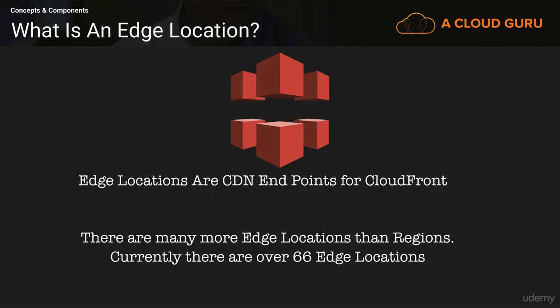So what is an edge location? Well, an edge location is basically a content delivery network endpoint for CloudFront. If you don't know what a content delivery network is, don't worry. We're going to cover that off in the networking section of the course. But basically, it's a way to cache, or cache, depending on how you want to pronounce it, your very large media objects in the cloud. So things like video files or pictures, for example.